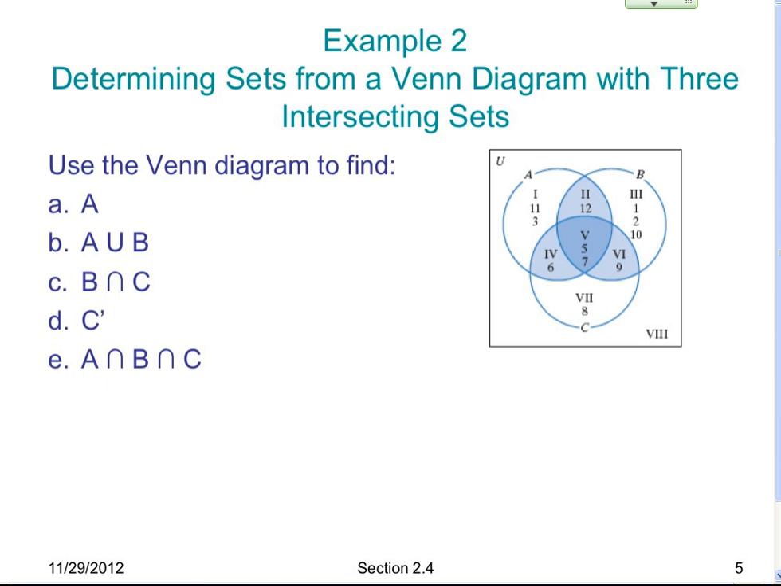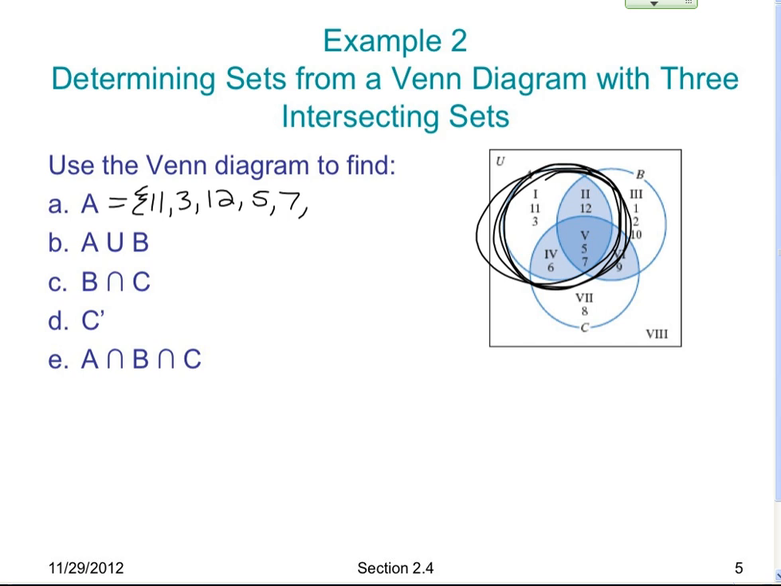So use the Venn diagram to find set A. Set A is anything that's in this circle right here. So set A, we have 11, we've got 3, we've got 12, and they do not have to be in order, doesn't matter what order we put them in, we've got 5, 7, and 6. So that's set A.